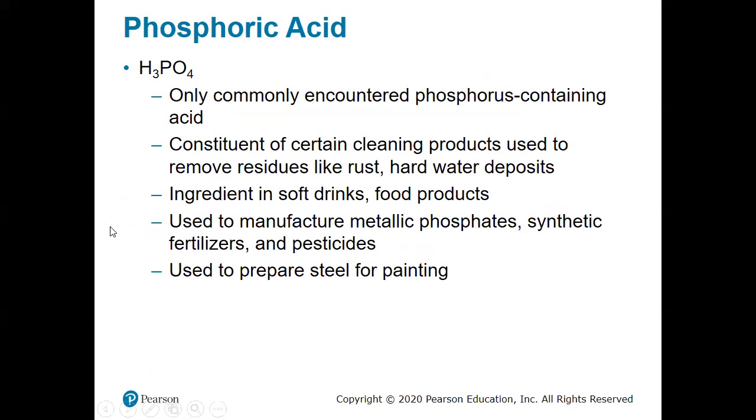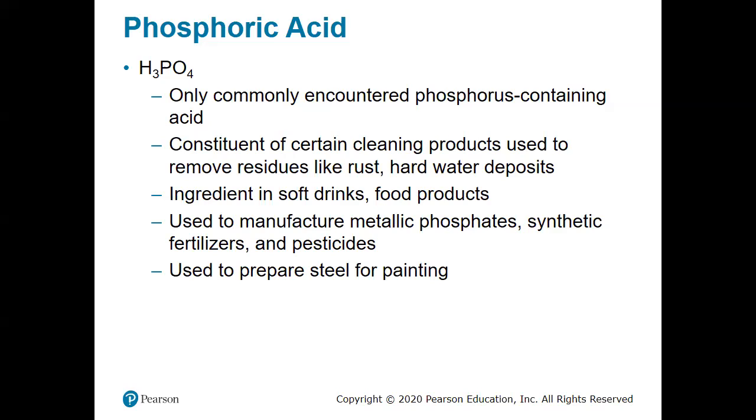All right, we've got a couple more acids to work through here before we get into some common bases. Phosphoric acid, H3PO4. This is the only acid that we know of that contains phosphorus. Its use is varied. It is found in some cleaning products. It can be used in certain corrosive and abrasives to take off residues like rust or hard water. Where we see it probably the most often is in soft drinks.